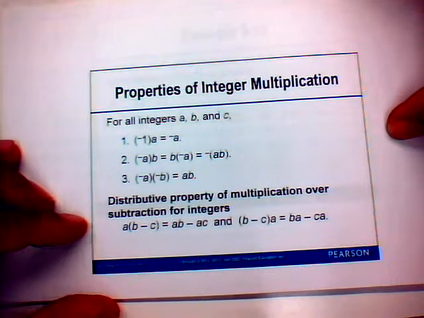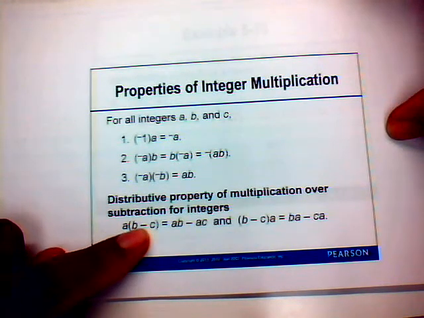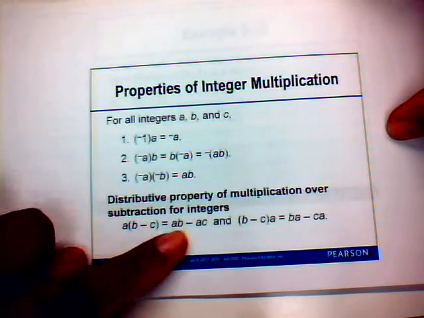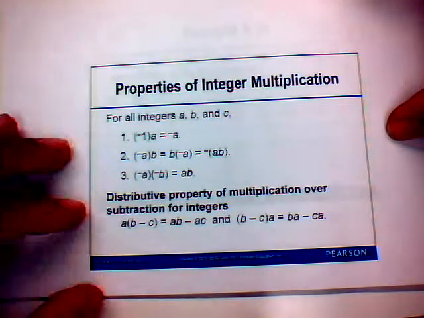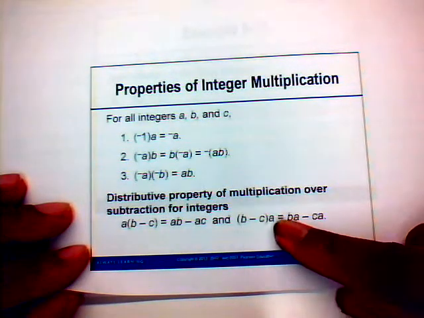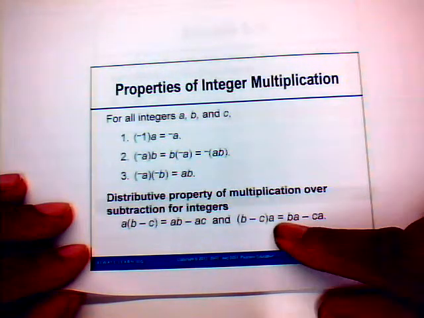And then the distributive property of multiplication over subtraction for integers, the same thing, but the sign would be subtraction. A times, in parentheses, b minus c is a times b minus a times c. And also b minus c in parentheses times a is the same as saying b times a minus c times a.